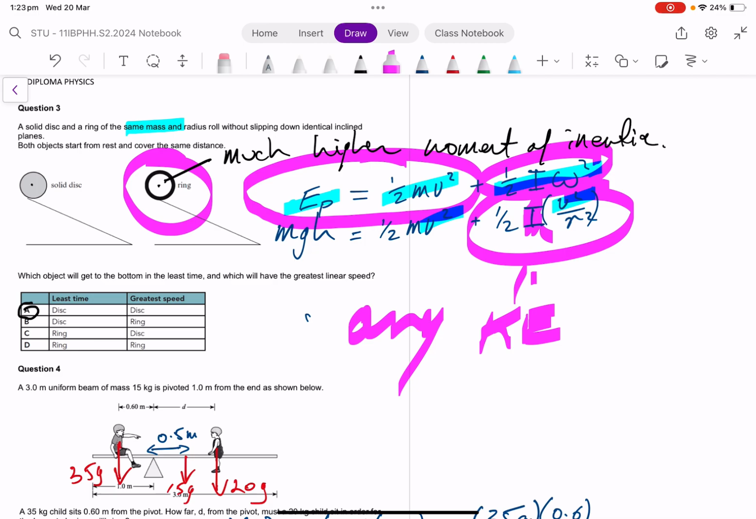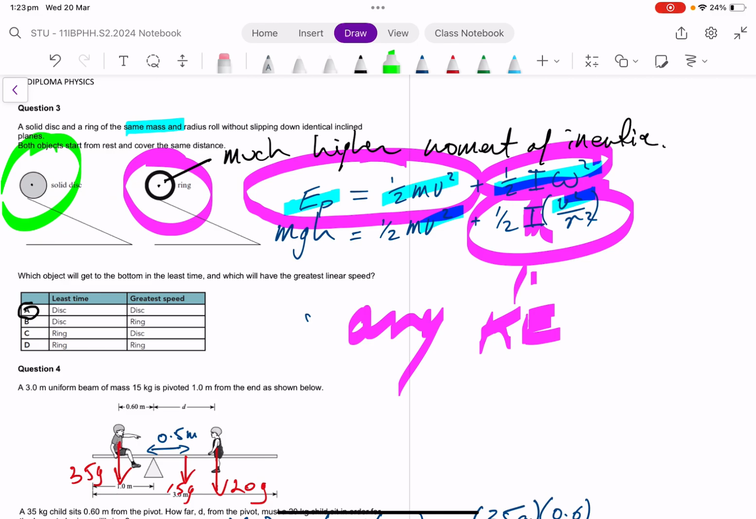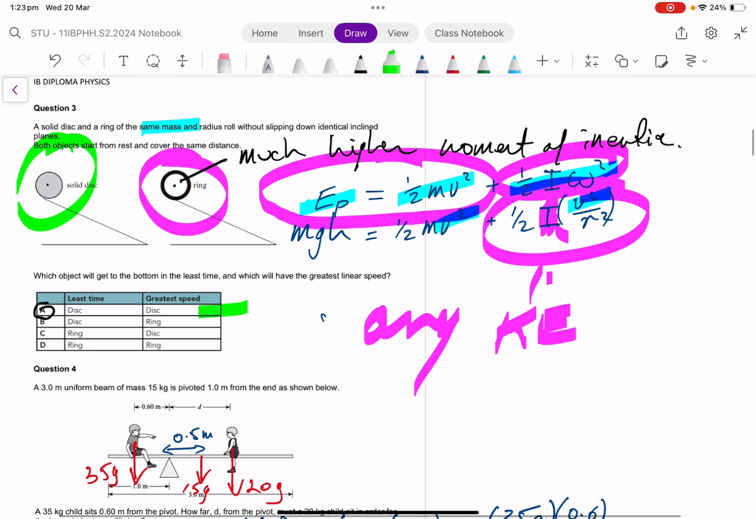So that means the disk, our friend the disk over here, which has got a relatively small moment of inertia because its mass is centered at the axis, or closer to the axis than the ring, is going to have a greater linear velocity and therefore will get there first. That's how I thought about it.